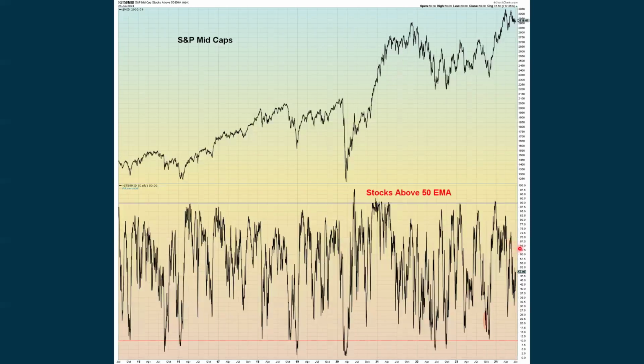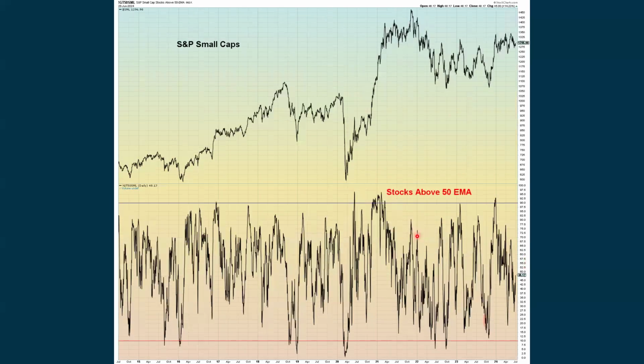We keep an eye on the mid caps, which are actually dropping down below 50. I guess they're right at 50. Yeah, they're right at 50 right now, but not really showing the strength that we saw earlier on in 2024. And then the small caps are also a little bit below 50 right now.